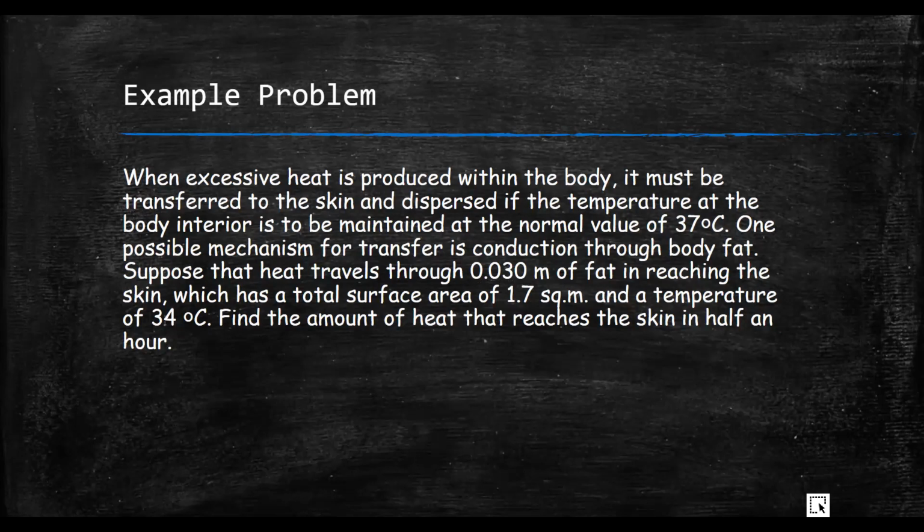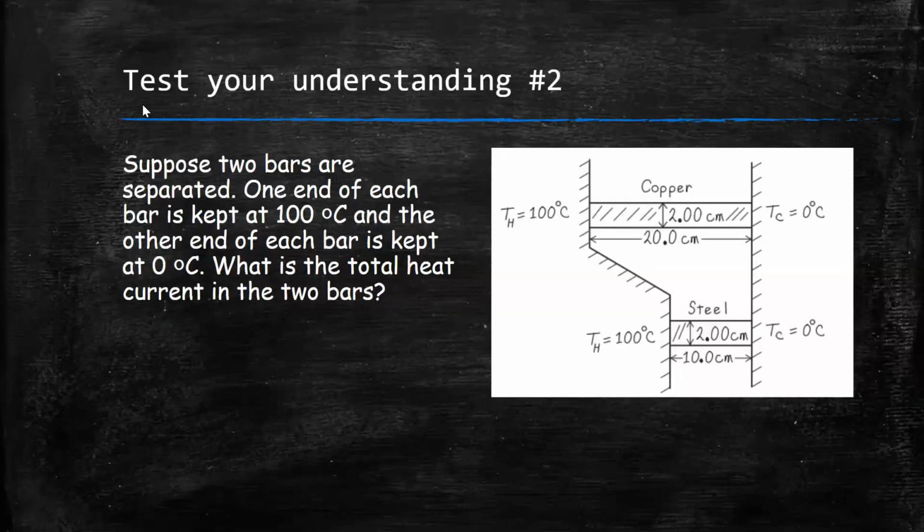Now, let's test your understanding by solving this problem. Suppose we have two bars that are separated: a copper bar and a steel bar. Look for the thermal conductivity of these two materials. One end of each bar is kept at 100 degrees Celsius, which is the left side, and the right side is at 0 degrees Celsius. What is the total heat current in the two bars? Our hint for this one is to get the heat current of the individual material, then get the sum of the heat currents for both materials, and then you will have the result.